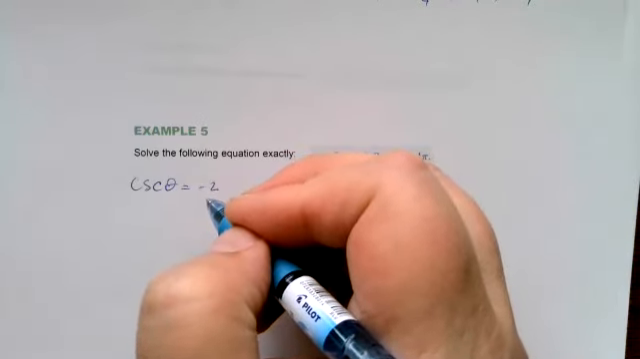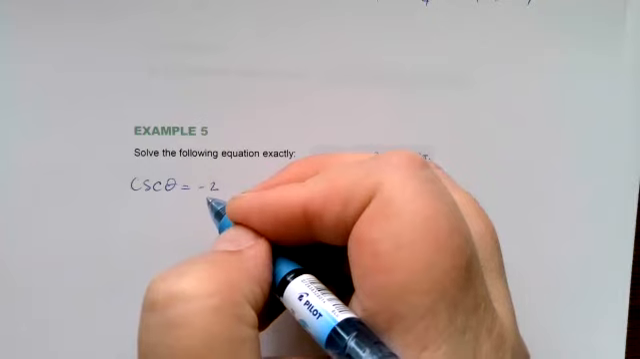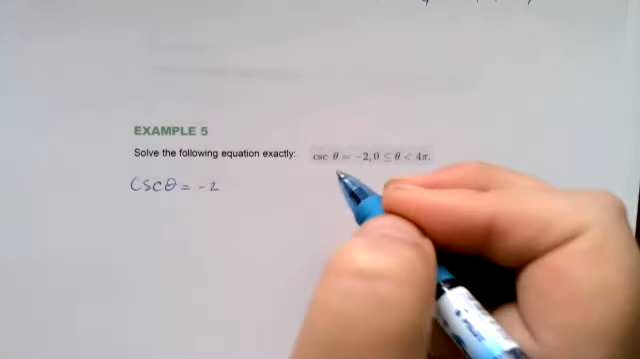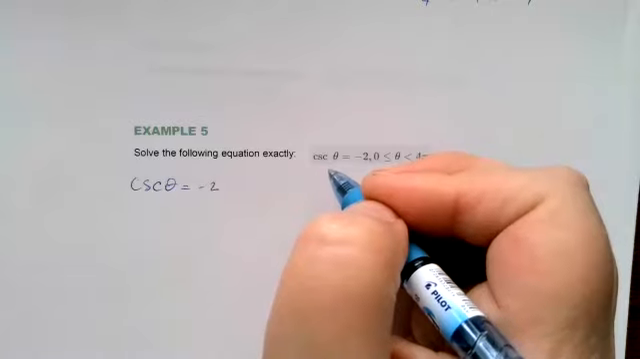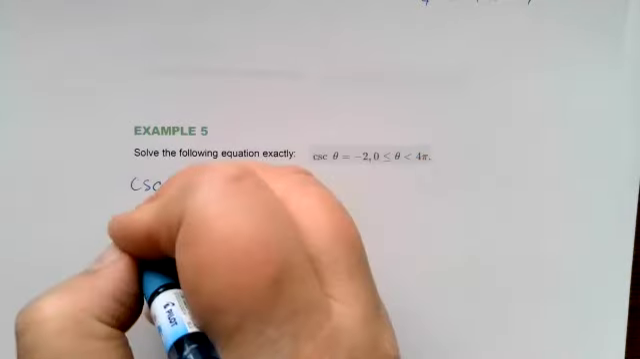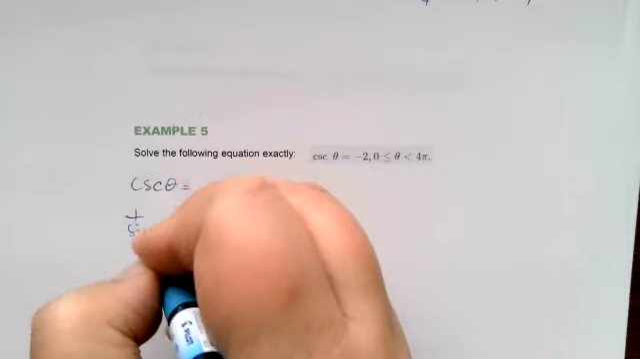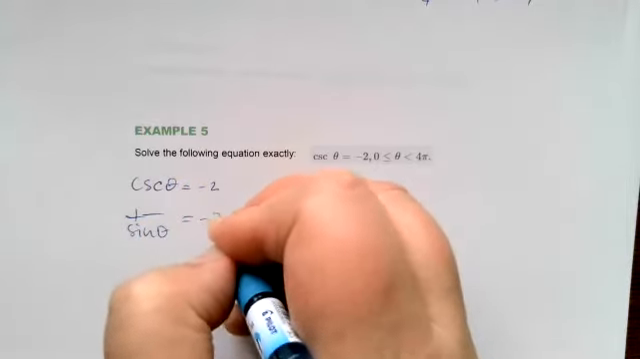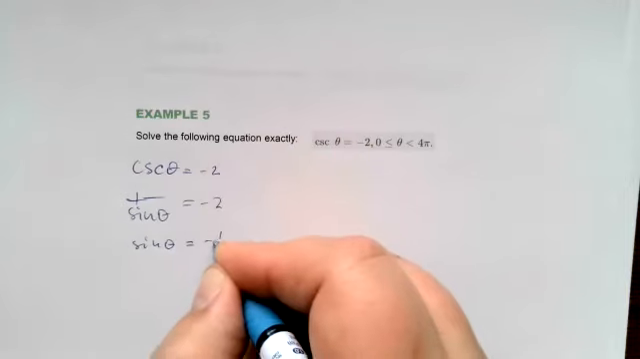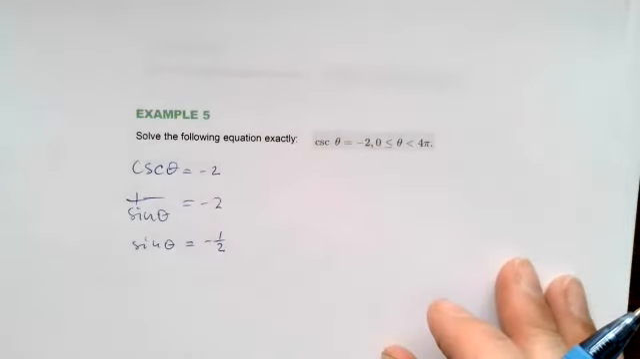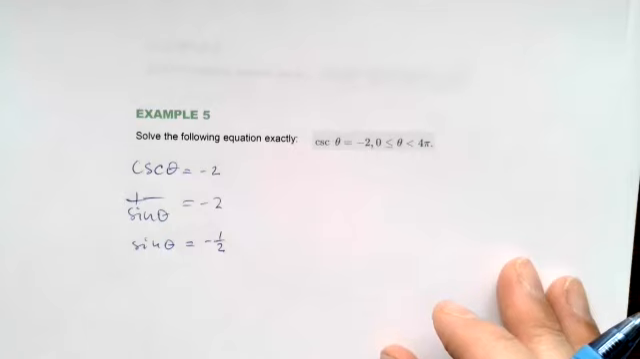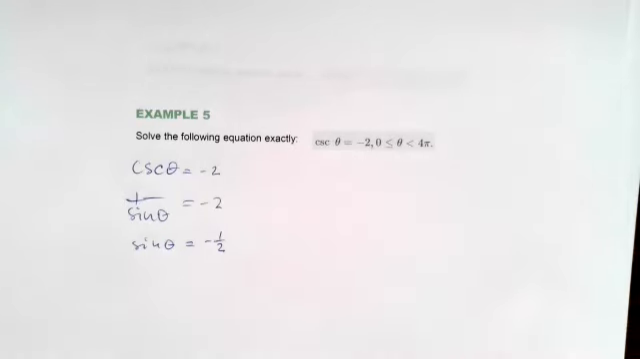Well, recall that cosecant is 1 divided by sine. So 1 divided by sine theta is -2. So what is sine theta? If we flip both sides, we're going to get -1/2. So again, this equation boils down to something that we have already seen before. So sine theta is -1/2.